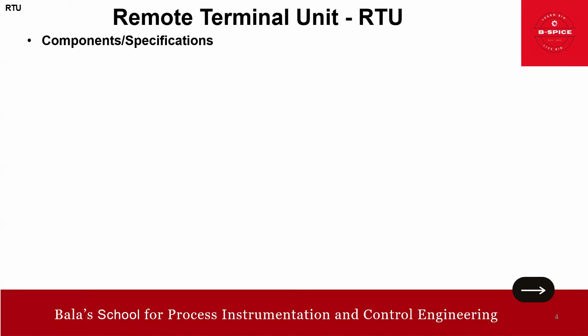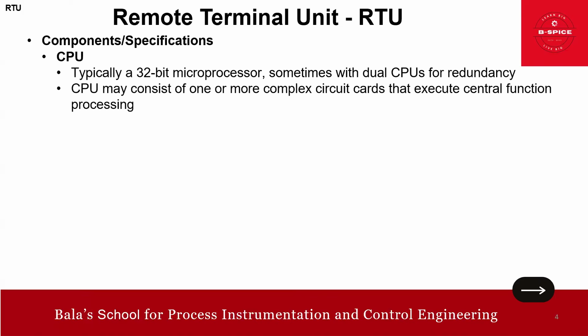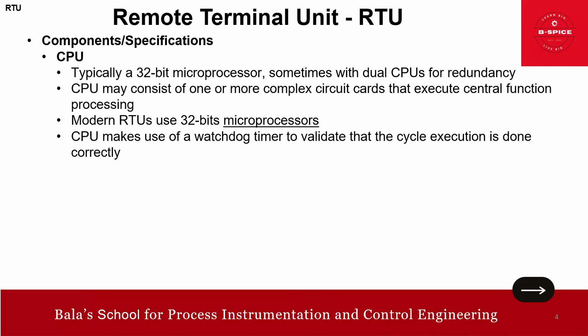Before we select, we should also know what components are involved and what the specifications are. The first one is the CPU. Typically 32-bit microprocessors, sometimes with dual CPUs for redundancy, right? So the CPU may consist of one or more complex circuit cards that execute central processing functions. Modern RTUs use 32-bit processors. The CPU makes use of a watchdog timer. This is also there to validate that the cycle execution is done correctly.